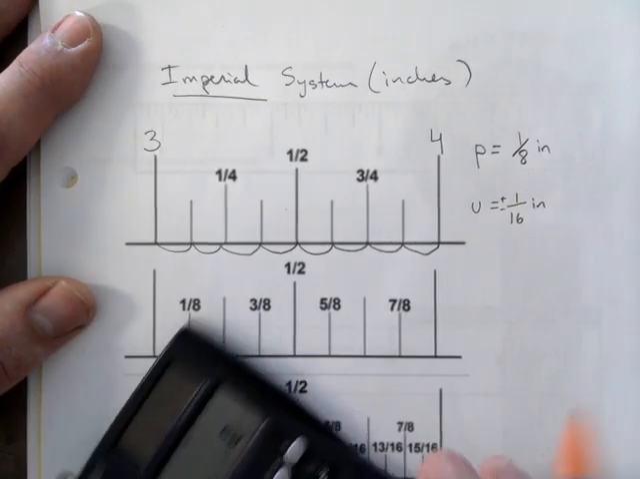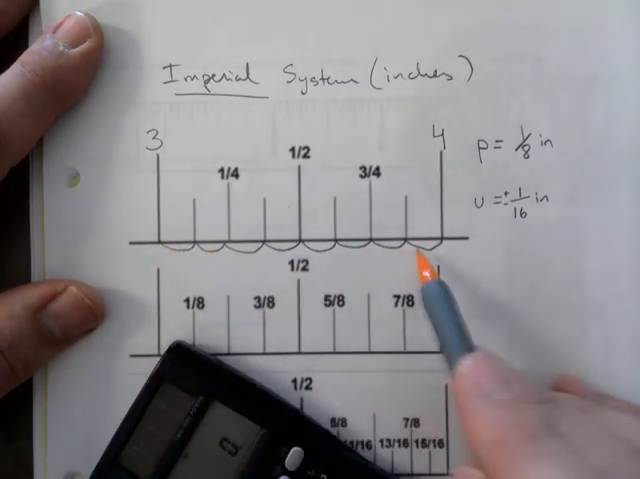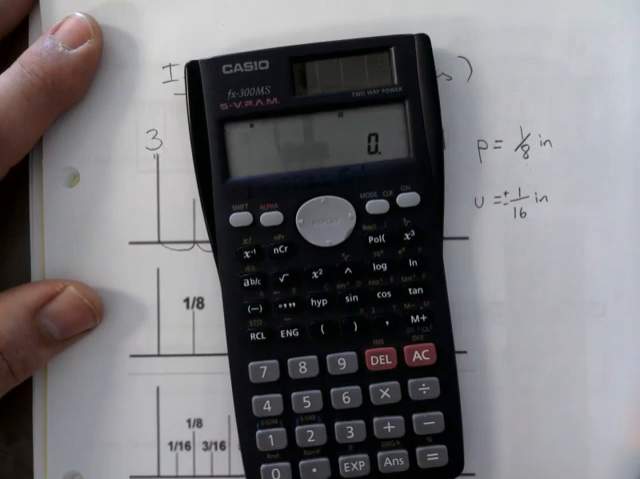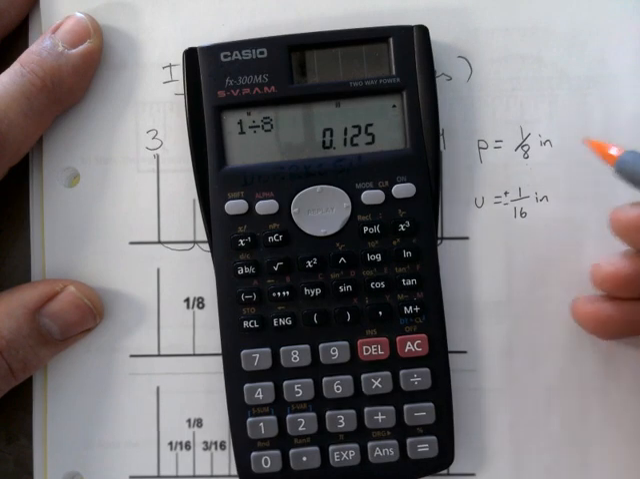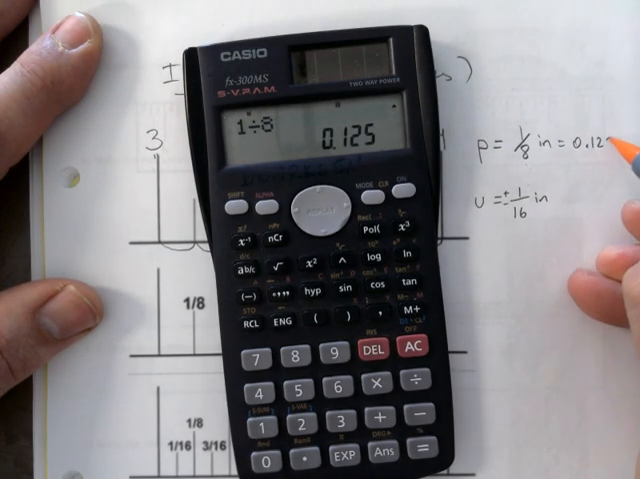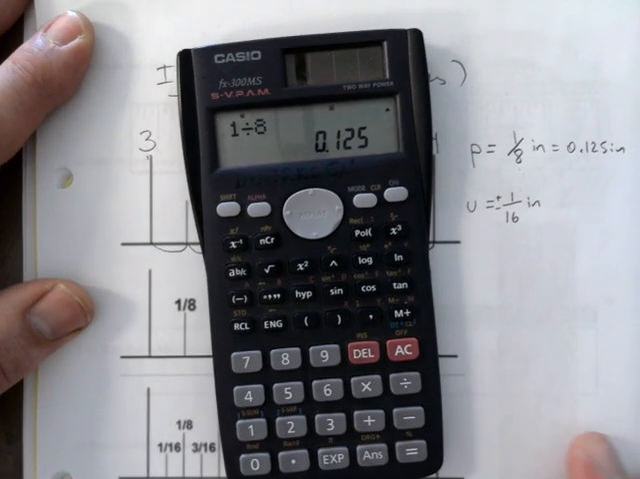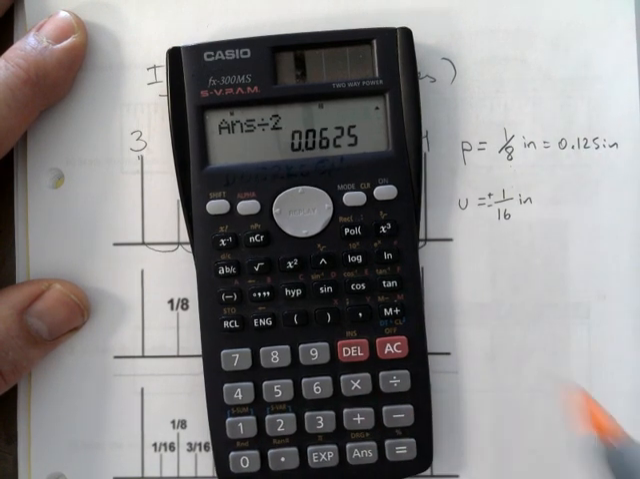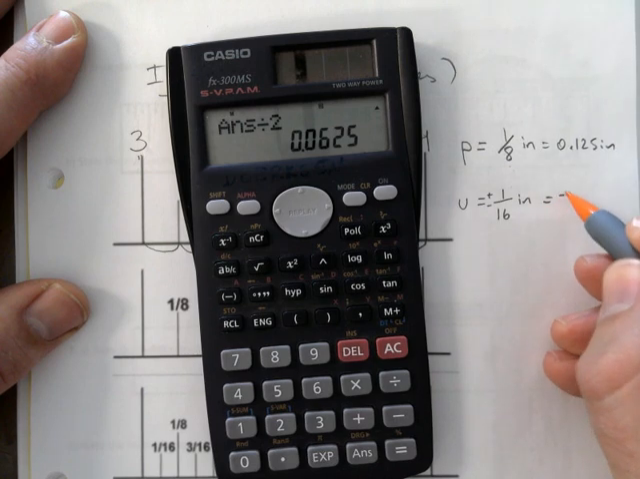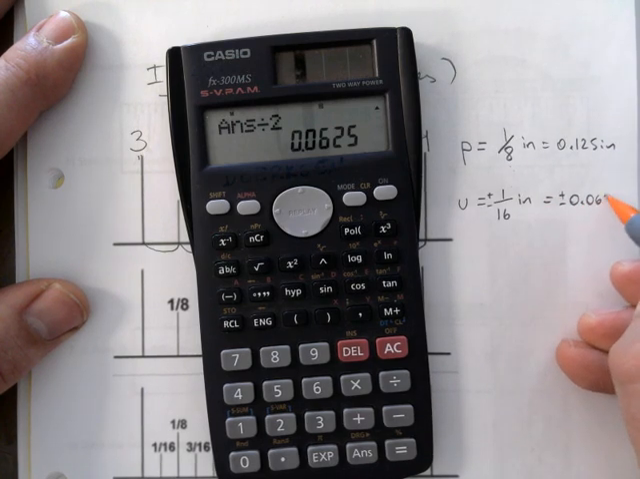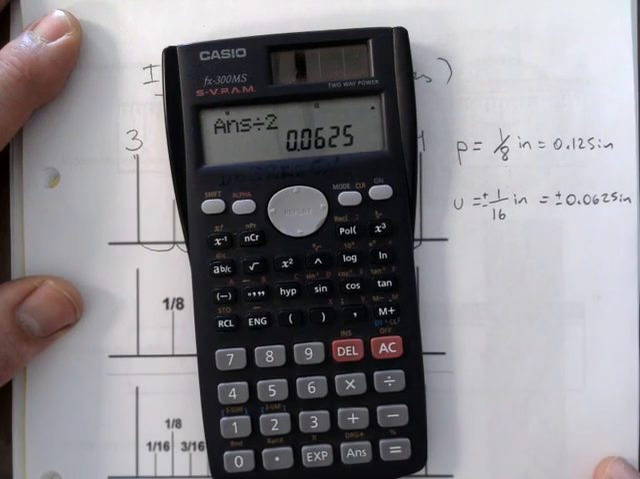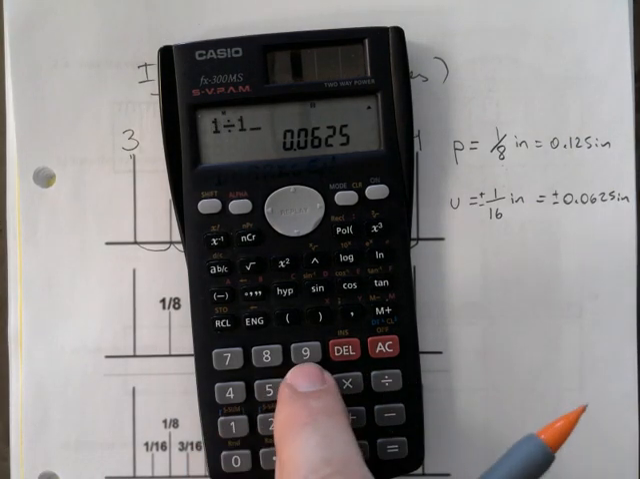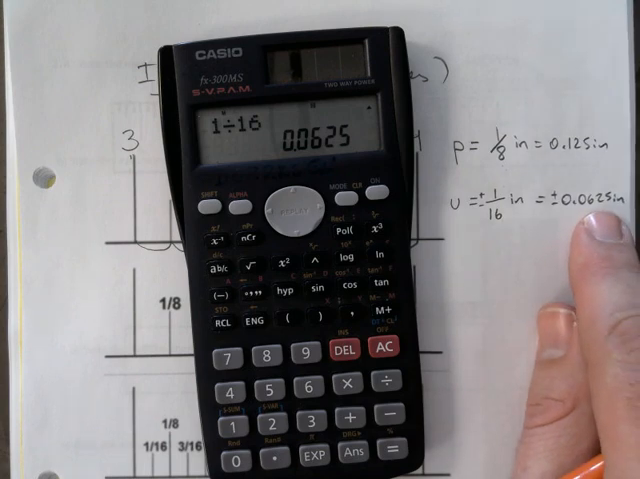Just figure out the 8 gaps, right? You counted 8 from inch to inch. Just go 1 divided by 8. That's 0.125 of an inch. Divide that by 2, you get that. So if you like to stick with decimals, I am okay with that. Watch, 1 divided by 16 is that number.